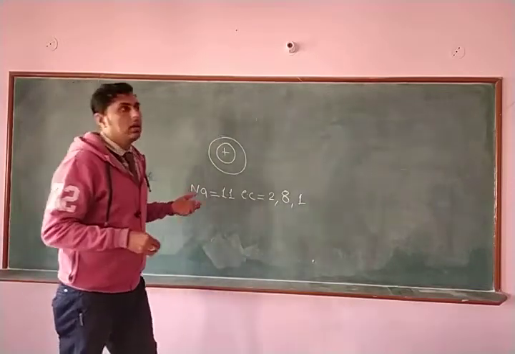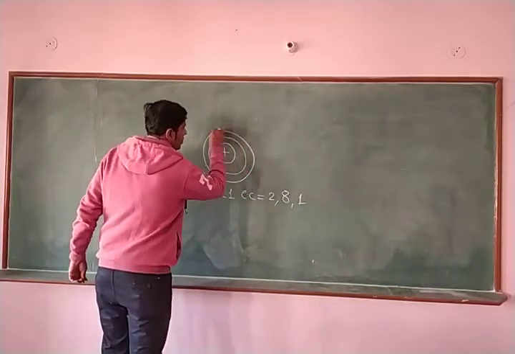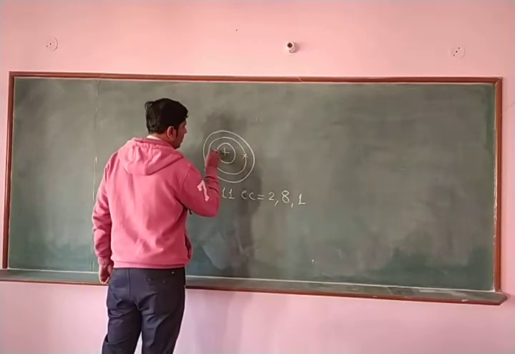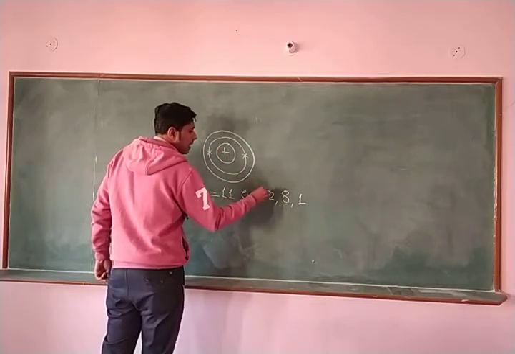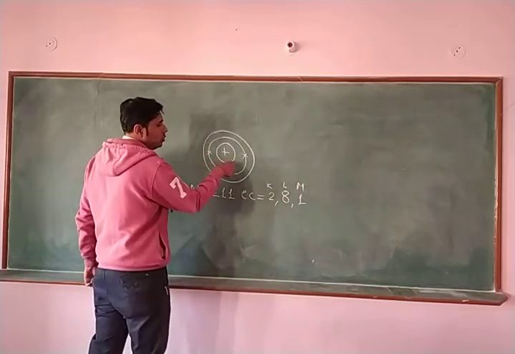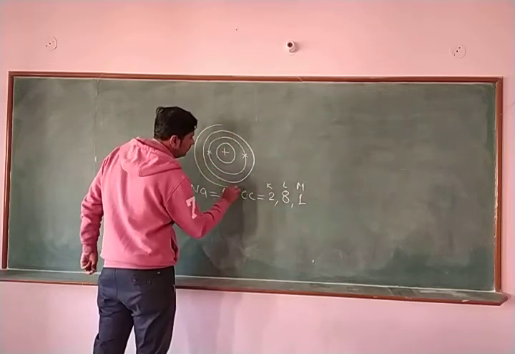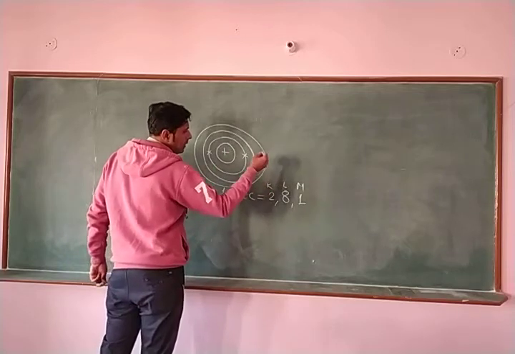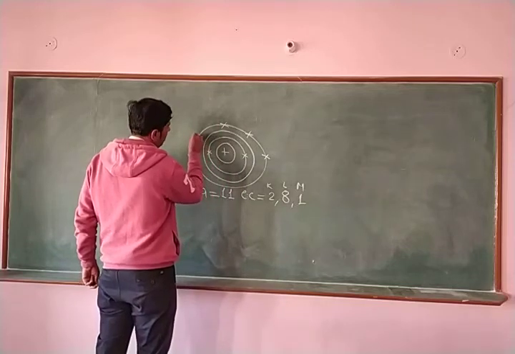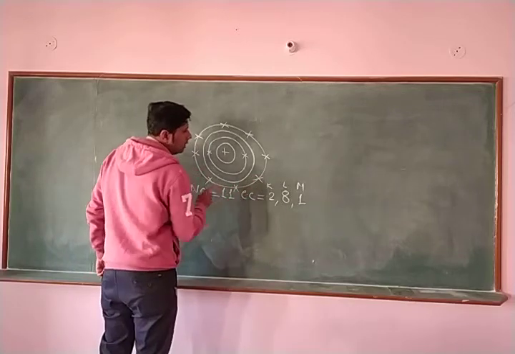And as I have told you yesterday, to find the valence electrons, let's draw the atomic structure for sodium. In the first shell there are 2. This is K, this is L, and this is M. For K, sodium has 2. For the second shell L, it has 8 electrons: 1, 2, 3, 4, 5, 6, 7, and 8.